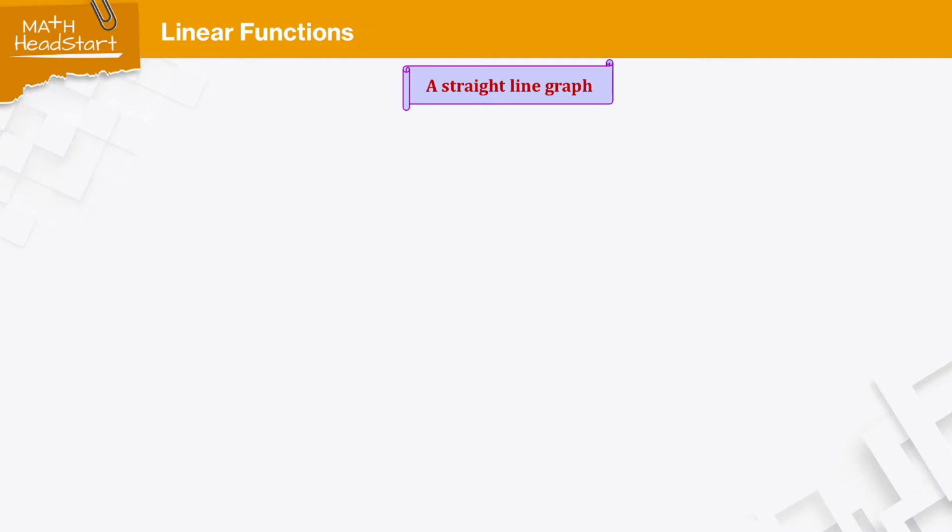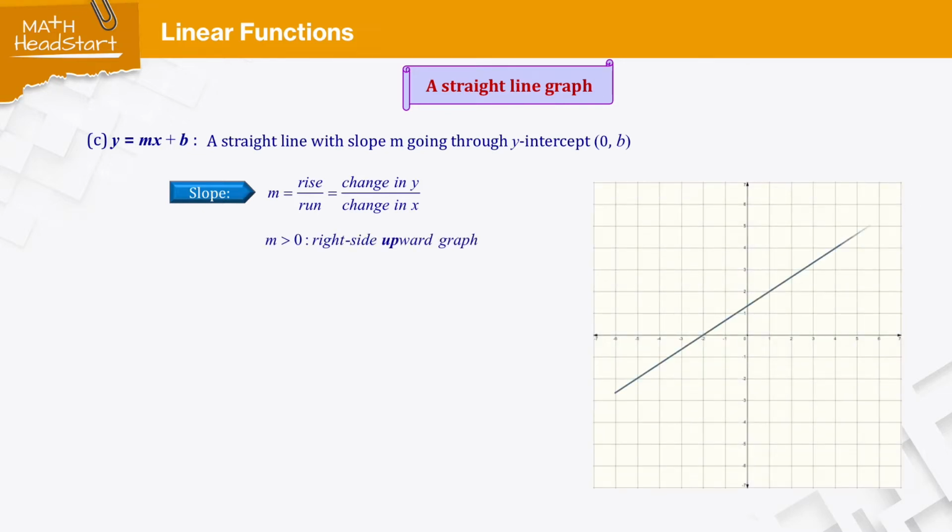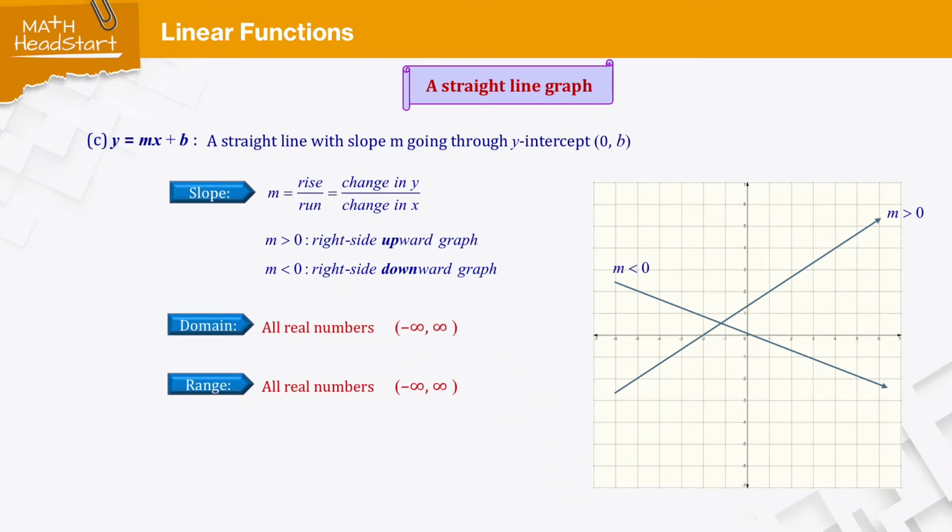The third one is a general form of straight line graph. It has an equation y equals mx plus b, with a slope m and y-intercept of b. The slope is a ratio of the change in y and the change in x. If the slope m is positive, then the line goes right side upwards, and if it is negative, then the line goes right side downwards. We can take any real numbers for the domain and range.